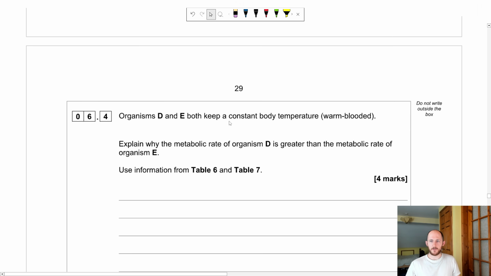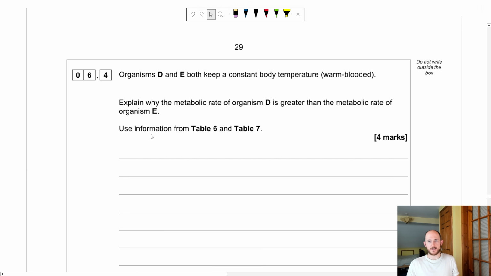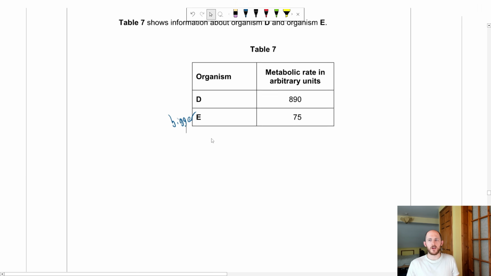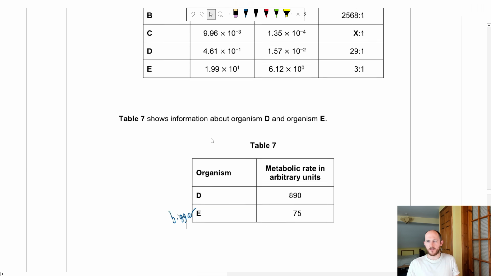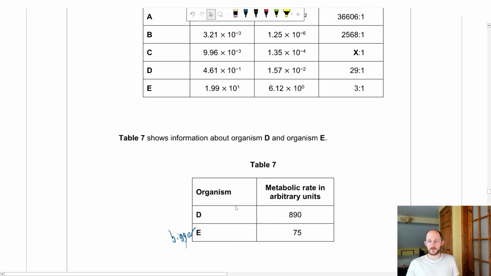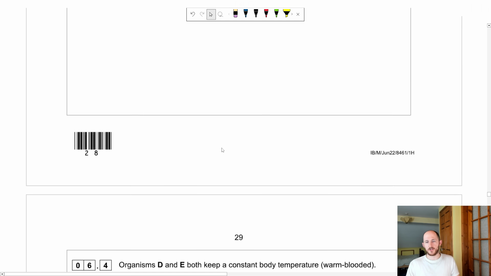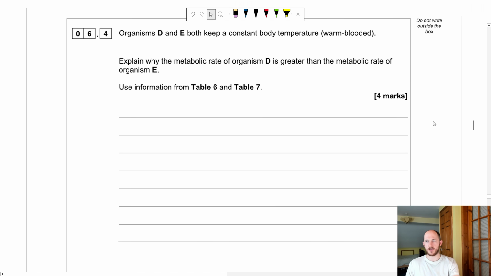So, they both need to maintain a constant body temperature, of course. That means they're warm-blooded. So why is the metabolic rate of D bigger than E? And it says, again, use the information in the tables. Well, again, think about why they've done that. So what is the difference between D and E? Well, D is smaller than E. Now, smaller things dissipate heat a lot faster because of this surface area to volume ratio. So it's once again using the same type of thing.